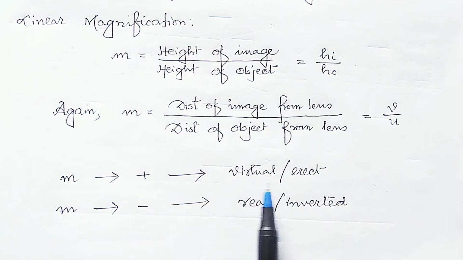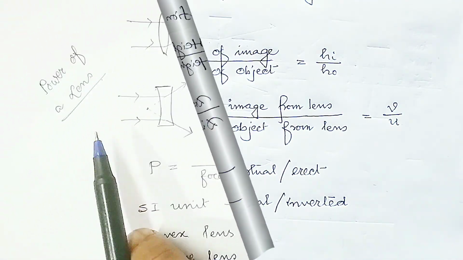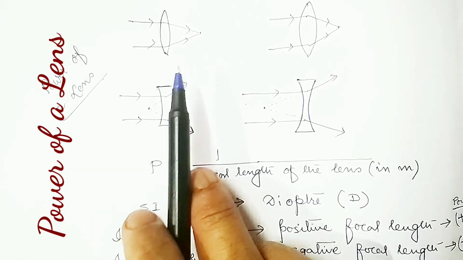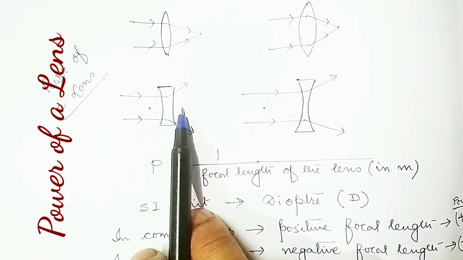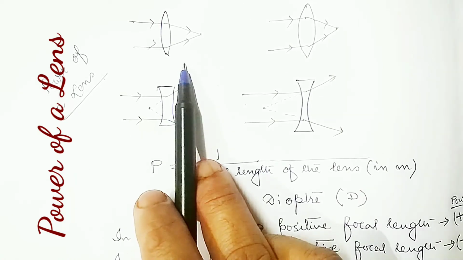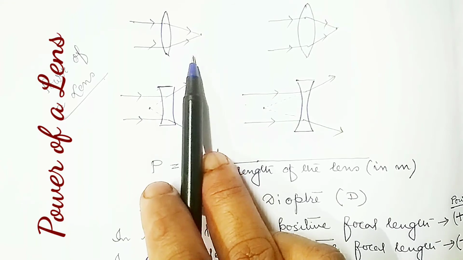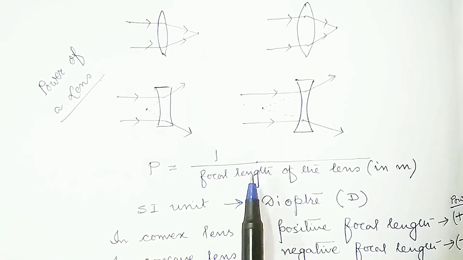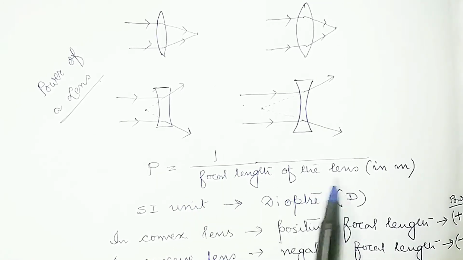In case of virtual and erect images, magnification is positive, whereas in case of real and inverted images, magnification is negative. Now what is the power of a lens? Power of a lens is a measure of the degree of convergence or divergence of light rays incident on it. In simple terms, it is the ability of a lens to bend the rays of light incident on it. Mathematically, the reciprocal of the focal length in meters is called the power of a lens. So the power of a lens is 1 divided by the focal length of the lens in meters.